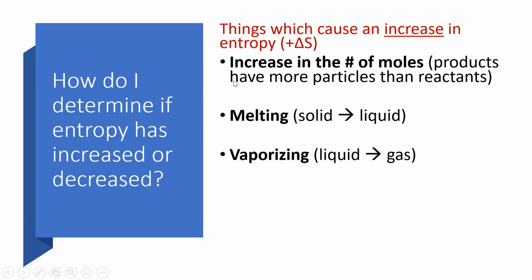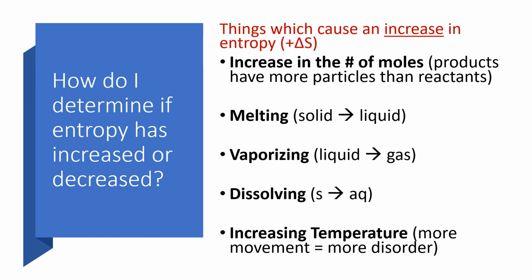Other things that will cause an increase in entropy is going from a solid to a liquid, or going from a liquid to a gas, and going from a solid to aqueous. And again, if you were to reverse these, if you went from a liquid to a solid, that would cause a decrease in entropy. So these are all things that would cause an increase in entropy. The opposites would cause a decrease in entropy. And then increasing temperature will also cause an increase in entropy.